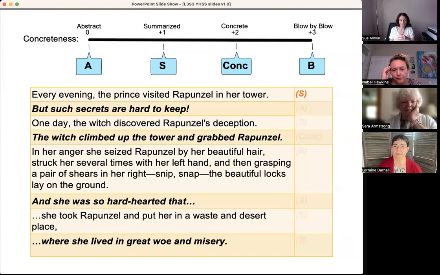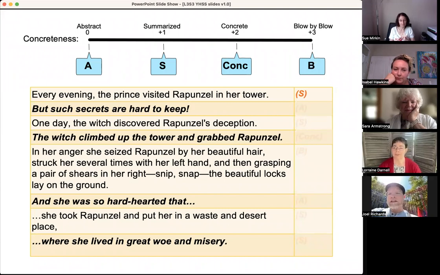The witch climbed up the tower and grabbed Rapunzel. What's that? Is that concrete? That's right. It's a concrete action statement. It's certainly not a summary or abstract. It's not a blow by blow, because it's just this one thing. So well done. So we got as far as those first four.